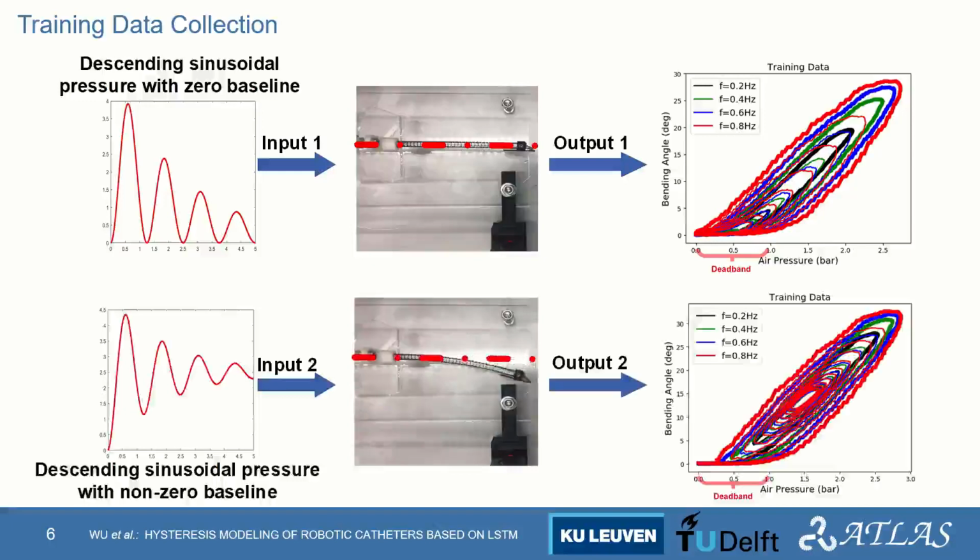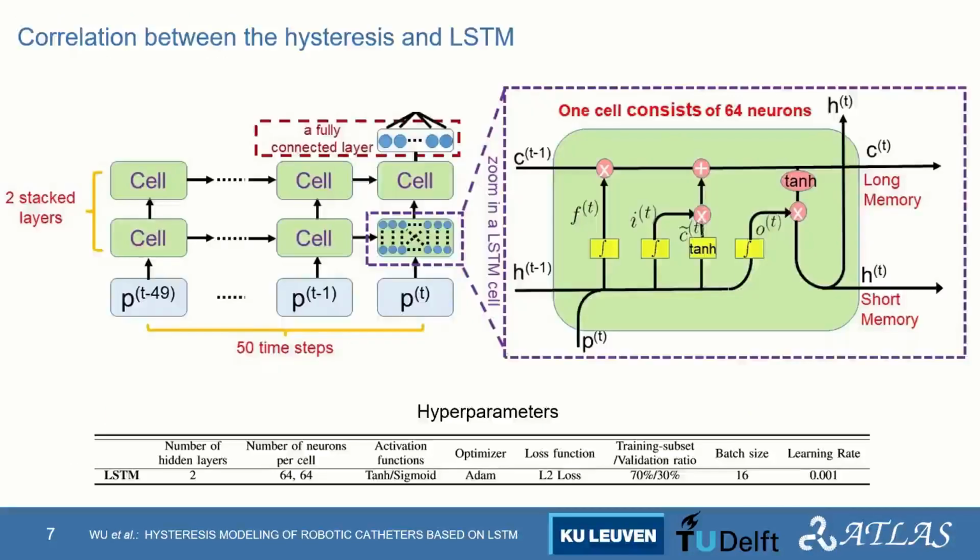Another type of training data is descending sinusoidal pressure without zero baseline, which means the pressure does not go back to zero after each period, but only converged to a certain value. The two figures on the right side show all the training data, containing around 27,000 data points for training the LSTM. A two-layer stacked LSTM was adopted.